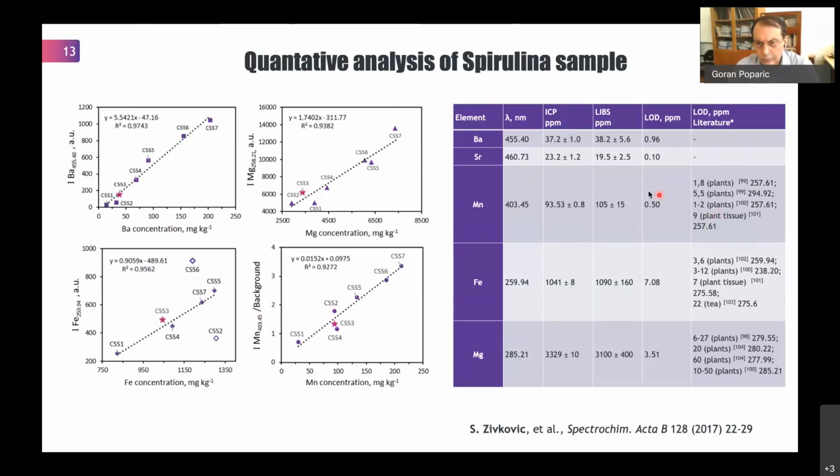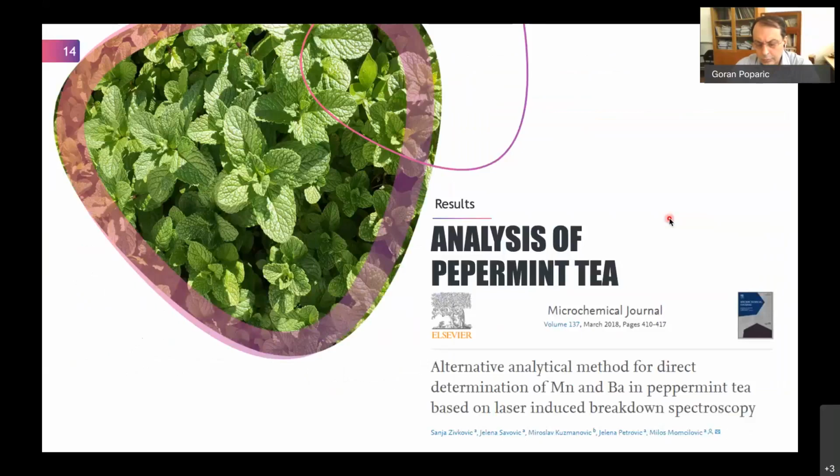As you can see, great agreement was achieved between these two methods, but most importantly, our limits of detection in some cases are lower than those reported in literature obtained with the neodymium-based LIBS systems. The second thing we wanted to do is to apply an additional method for the reduction of the matrix effect. This is known as the standard addition method.